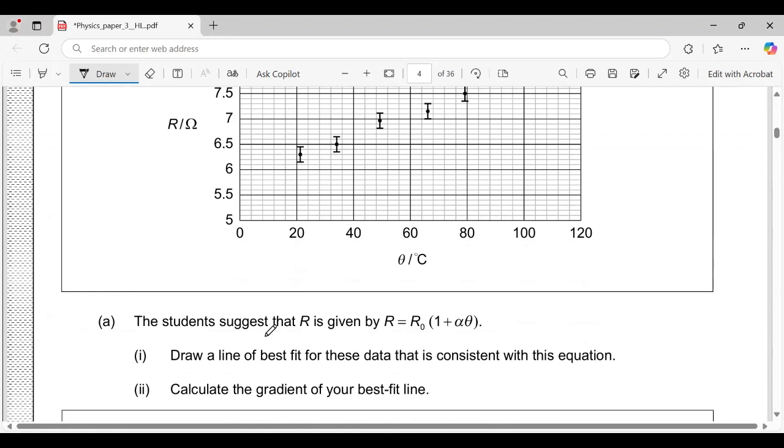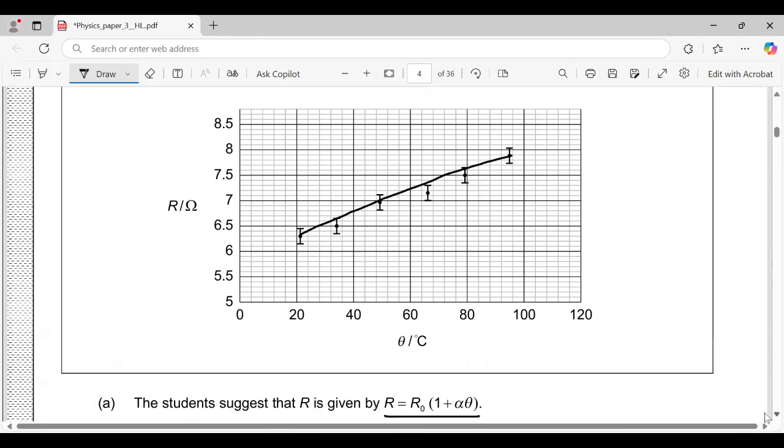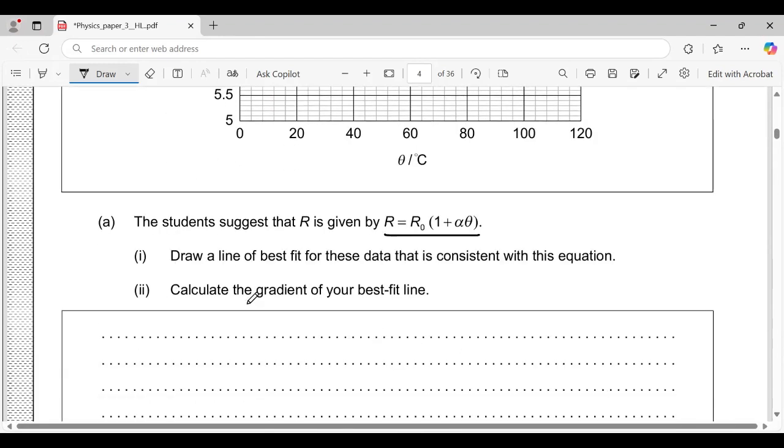Question A, the student suggests that R is given by this equation. Draw a line of best fit for this data that is consistent with this equation. The line you can create like this, from this initial point to the last point. Next question. Calculate the gradient of your best fit line.